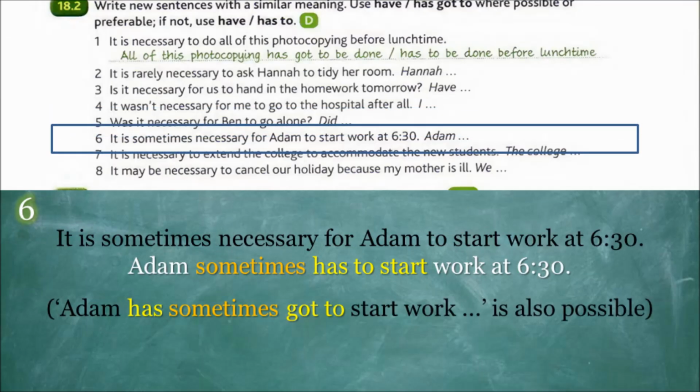It is sometimes necessary for Adam to start work at 6:30. Adam sometimes has to start work at 6:30. Adam has sometimes got to start work at 6:30, is also possible.